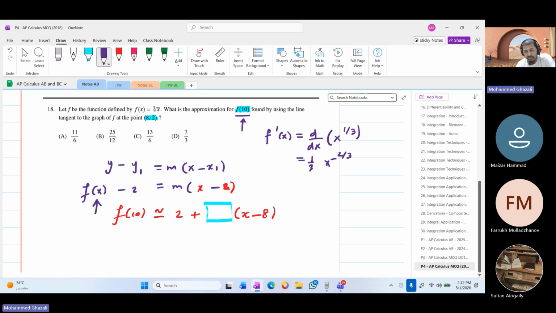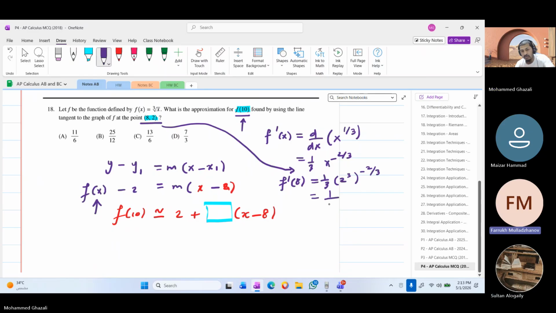The slope is not just 1 over 3. The slope is the whole thing, and you need to still substitute in the point 8. So f prime of 8 is 1 over 3 times 8 to the power negative 2 over 3. Change the 8 to 2 cubed, so the 3 and the 3 cancel out. You get 2 to the power negative 2, which is 1 over 4. So 1 over 3 times 1 over 4 is 1 over 12.